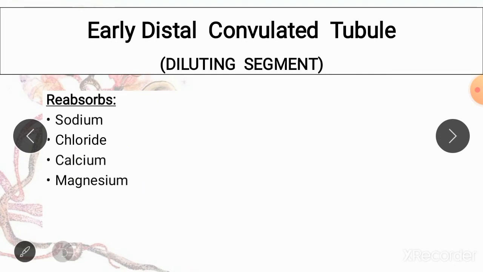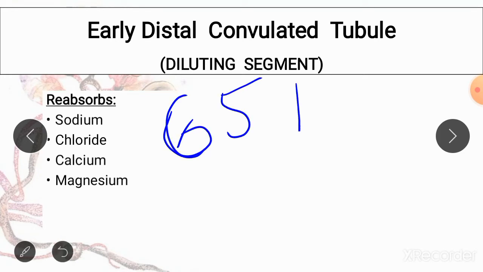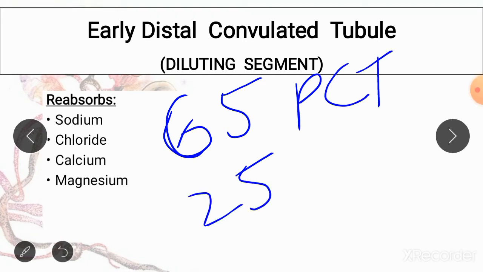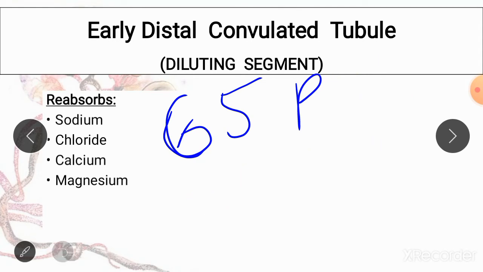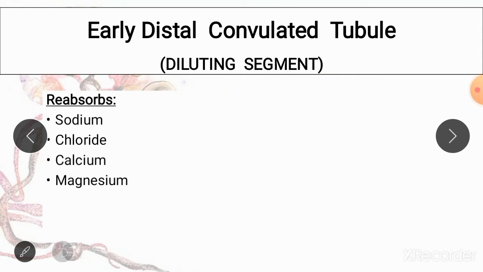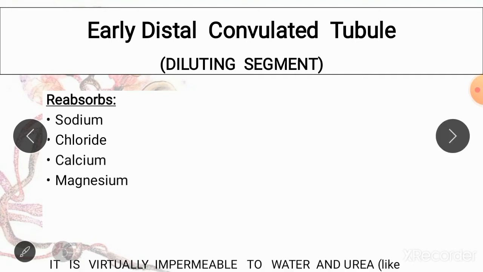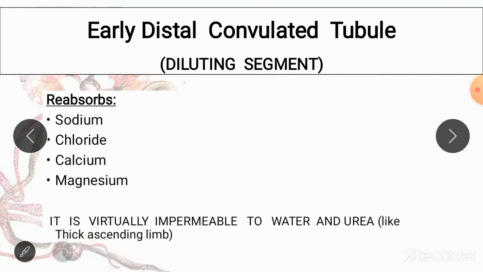As I mentioned before, around 65% of sodium is reabsorbed from the proximal convoluted tubule, and 25% of sodium is reabsorbed from the thick ascending limb of loop of Henle. The remaining sodium is reabsorbed in the distal convoluted tubules and the collecting ducts. So it is the remaining sodium which is being reabsorbed in the early distal convoluted tubule, and then there is also reabsorption of chloride, calcium and magnesium. The important part is that it is impermeable to water no matter what.